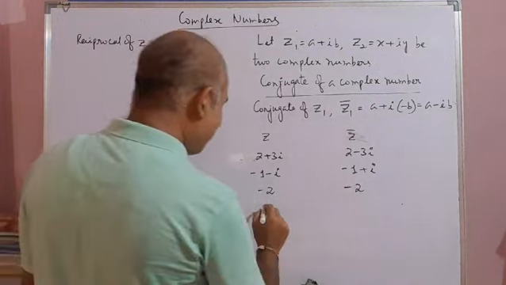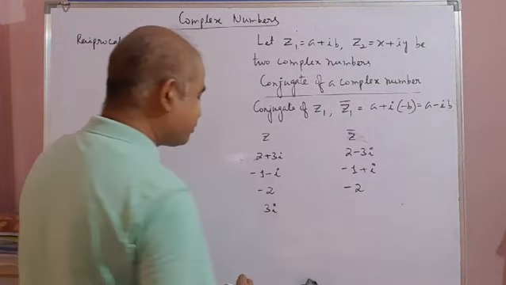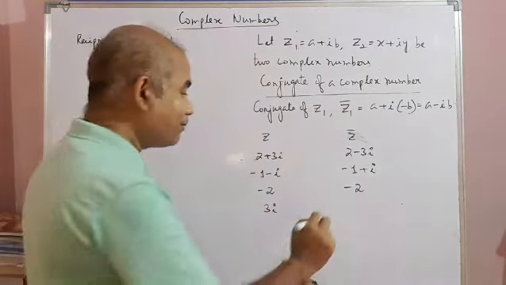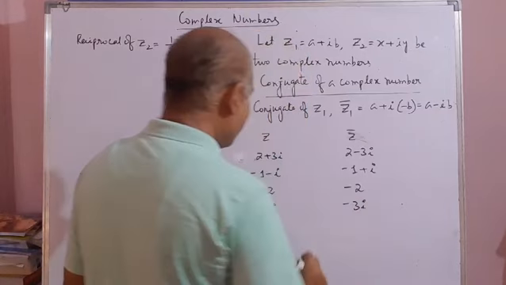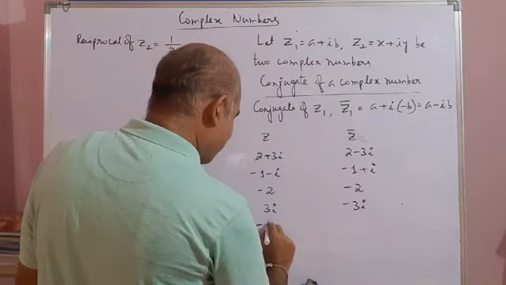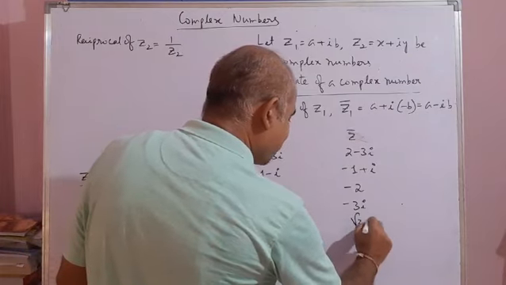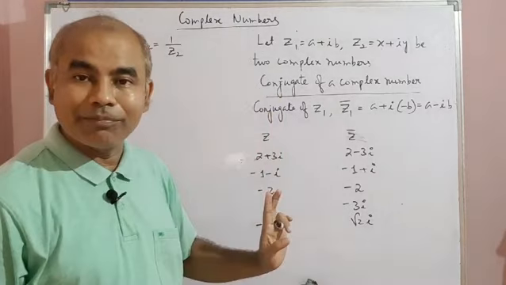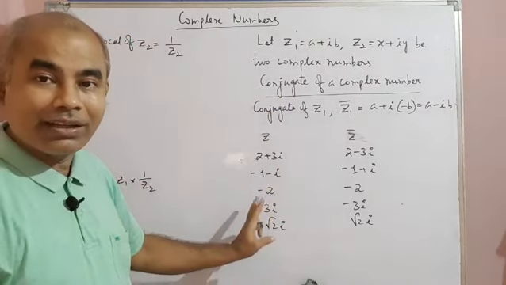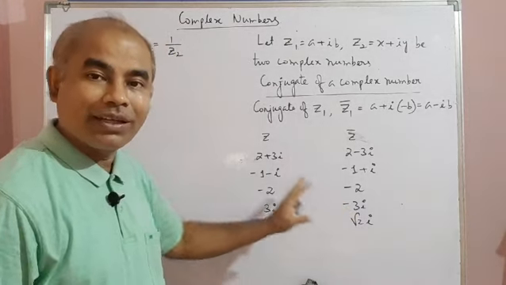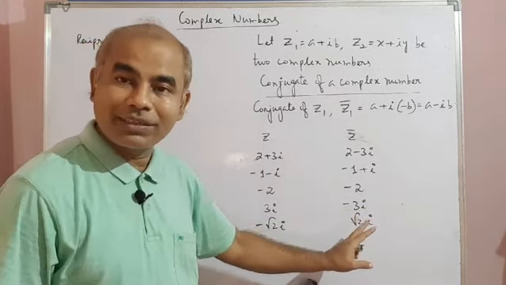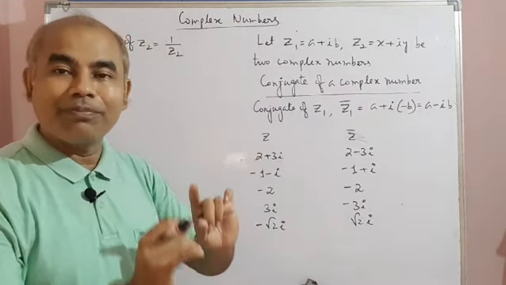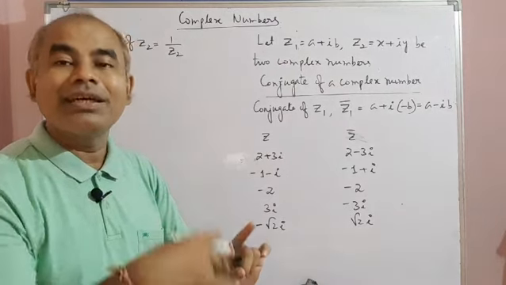Next, suppose I take a purely imaginary number, say 3i. 3i means 0 plus 3i. Here you have to change the sign of 3, so it becomes minus 3i. If I take say minus root 2i, it will be plus root 2i. So when it is a purely real number, the complex number and its conjugate are the same. But if it is a purely imaginary number, then the complex number is the negative of its conjugate. If the complex number is 3i, the conjugate is minus 3i. If the complex number is minus root 2i, the conjugate is plus root 2i. If Z is purely imaginary, then the conjugate of Z is the negative of Z.